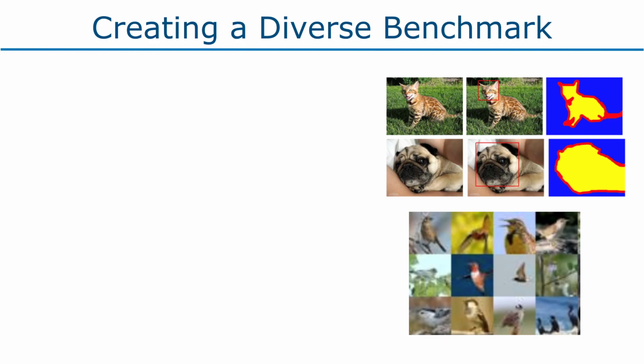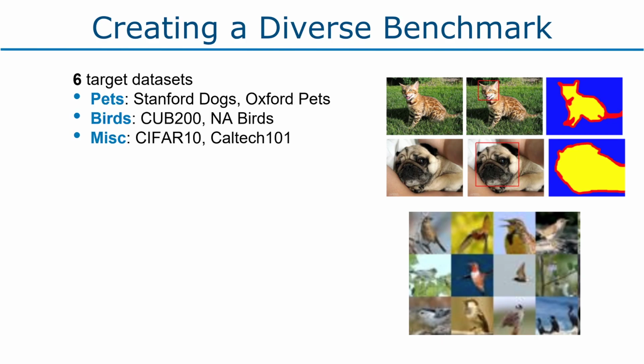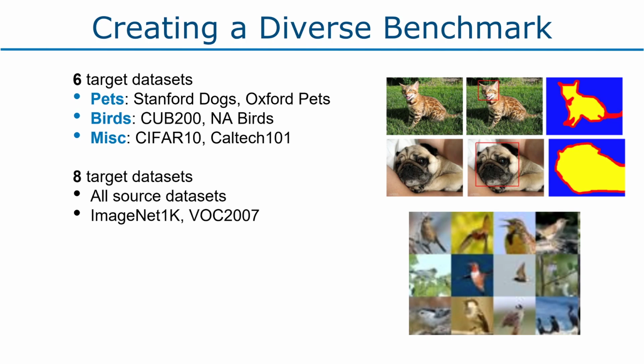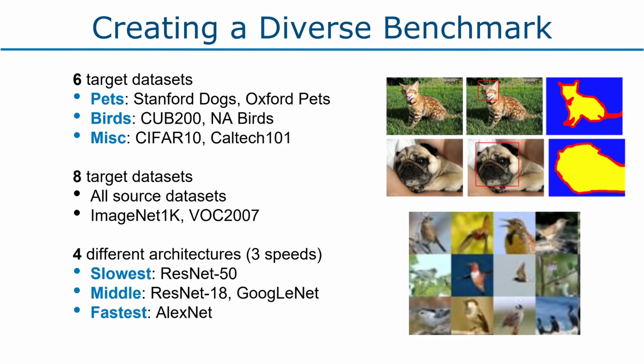This benchmark includes 6 target datasets split into 3 transfer-friendly categories such as pets and birds, 8 source datasets including those 6 target datasets as well as VOC 2007 and the ubiquitous ImageNet 1K. And then finally, 4 different architectures offering 3 tiers of speed, so the speed-performance trade-off can be easily studied. In total, we've trained 168 transfers to test scalable diverse model selection.